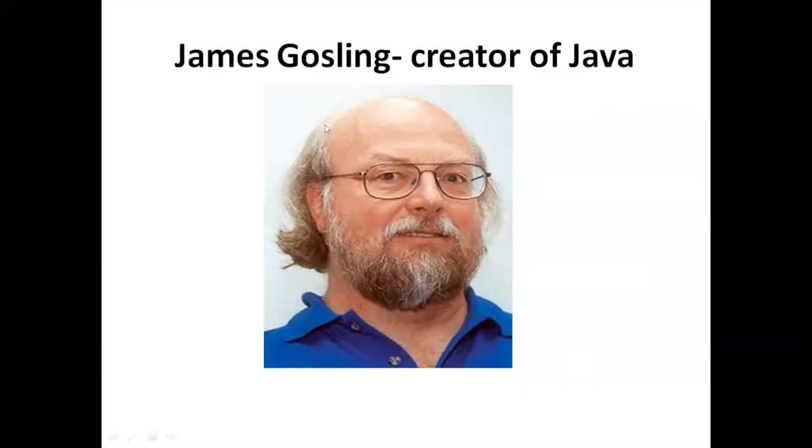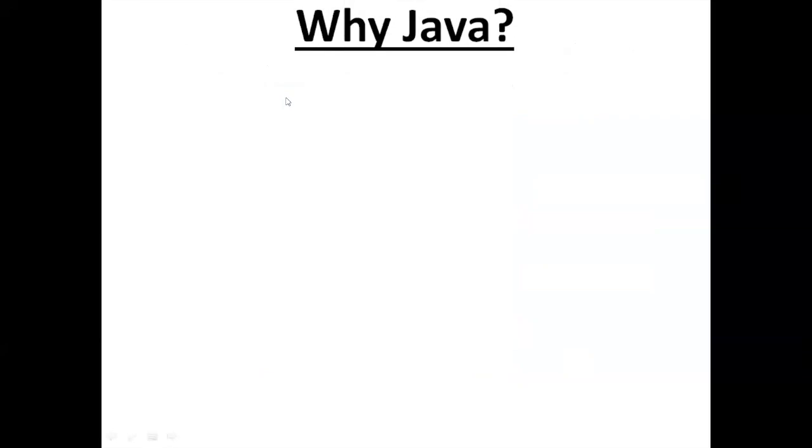Come on, guys. So tell me, what is Java? Java is a platform independent, object oriented programming language. Now tell me, why was Java invented? Just now you answered. Java was invented for achieving platform independence.